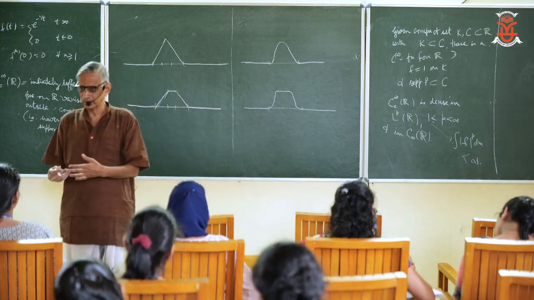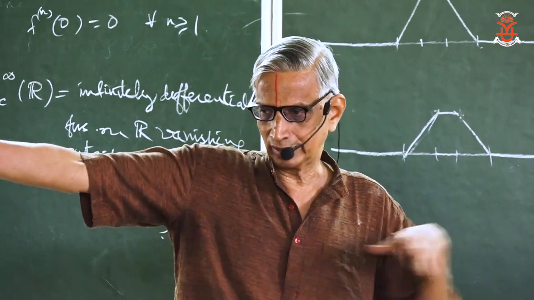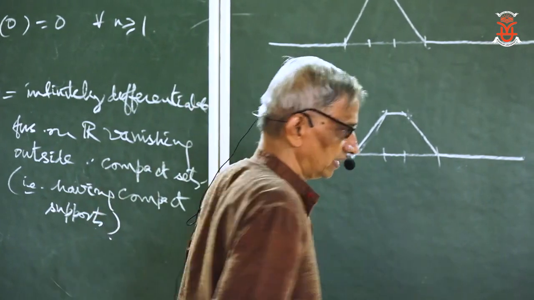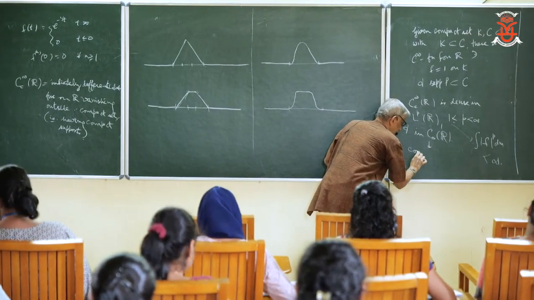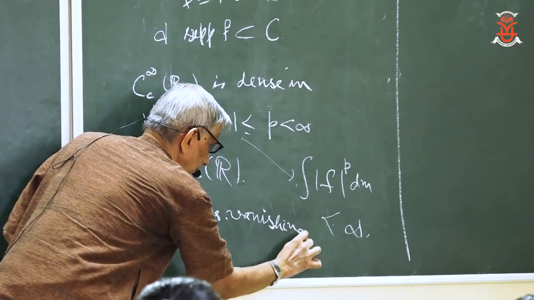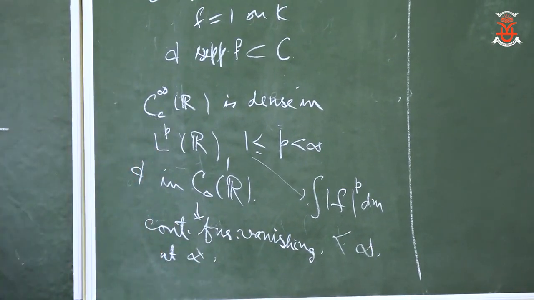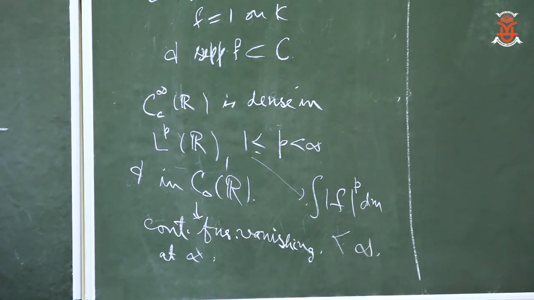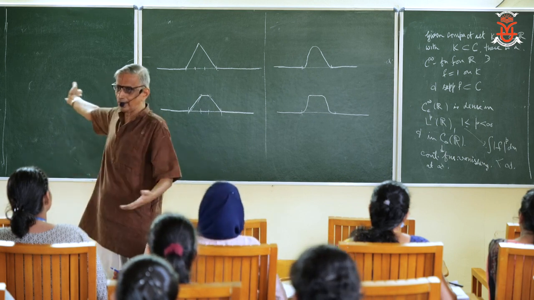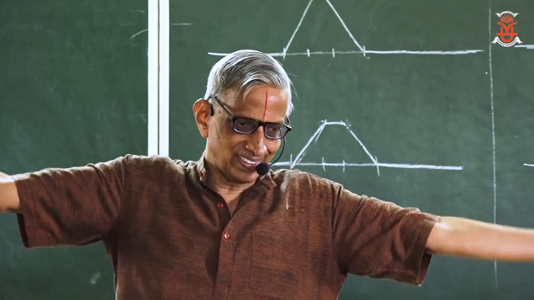C_0 R is all continuous functions on R which vanish at infinity, which go to 0 at minus infinity and plus infinity. As mod x goes to infinity, f of x goes to 0. All continuous functions vanishing at infinity, that is, limit f(x) as mod x goes to infinity is 0. So, just to impress you that this is a large space, that's all. An analytic function which vanishes on a set with a limit point is 0, whereas here you can have functions vanishing on as large a compact set as you want.